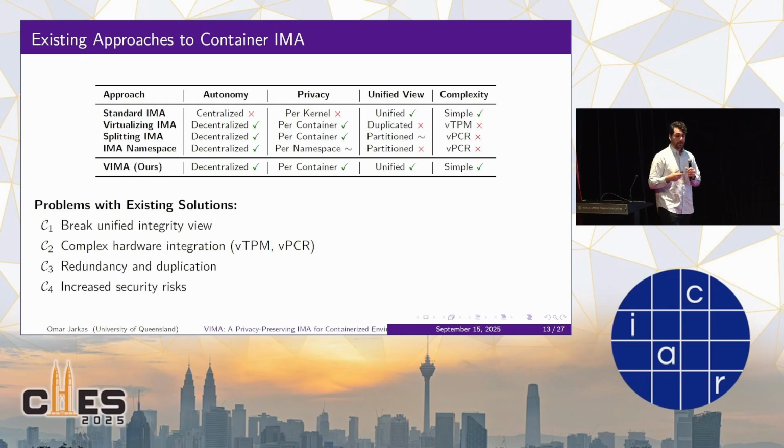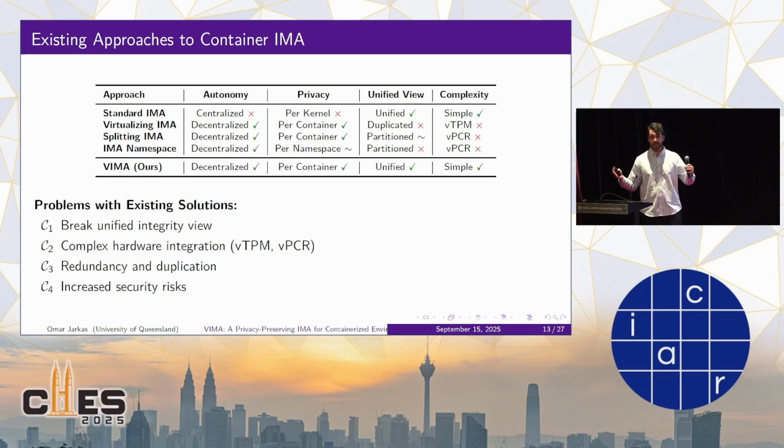The concept of user space fiction has existed, and this problem has been worked on in the literature. However, most of the techniques try to either virtualize the integrity measurement architecture for different containers, splitting it, or use namespaces to piggyback off different namespaces. However, each approach breaks the unified integrity view, so by splitting the IMA, you lose the integrity view of the entire system in order to have a view of the container.